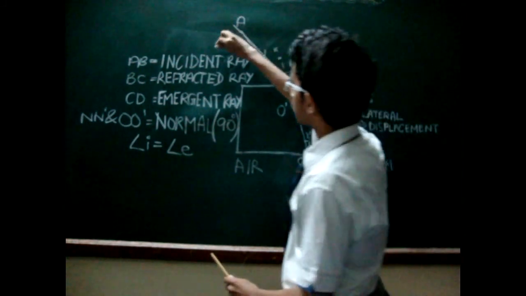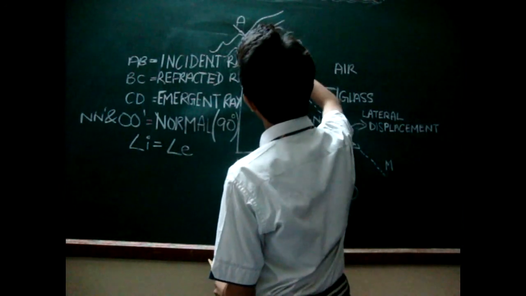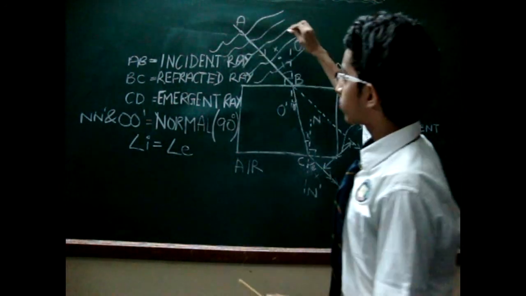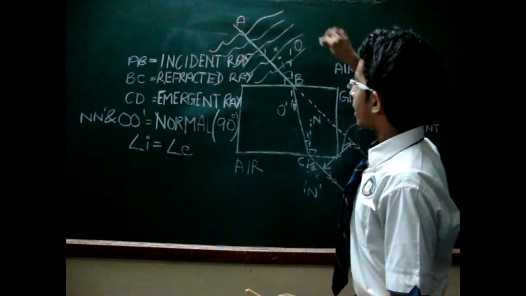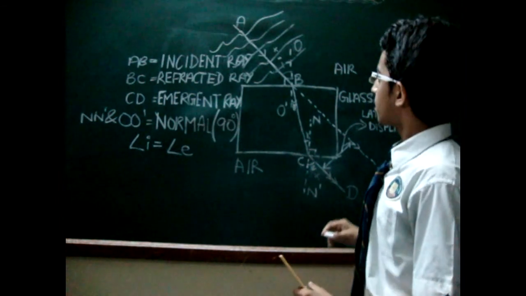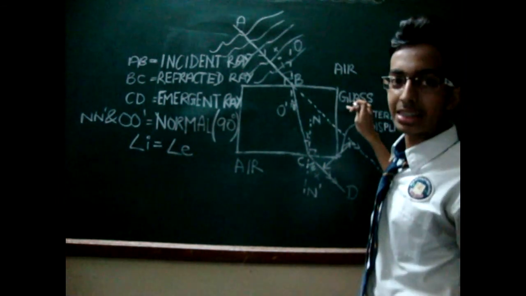So if we draw waves as light, these waves travel through air at a constant speed, 3 × 10^8 meters per second. Now when they enter the glass slab, the speed of light decreases.